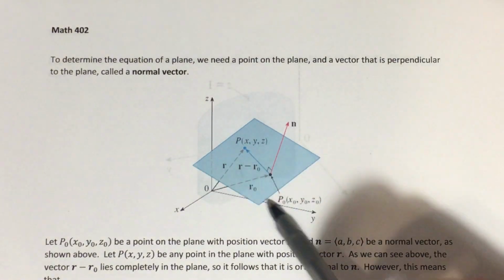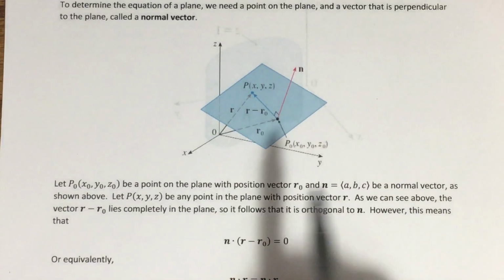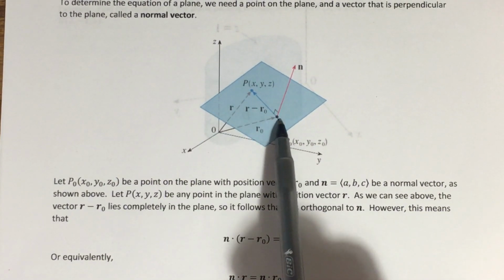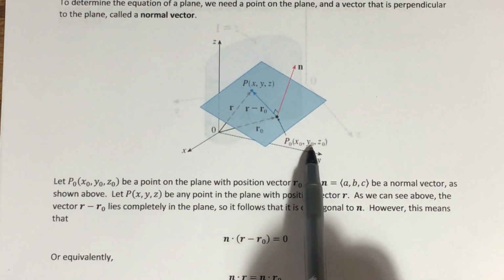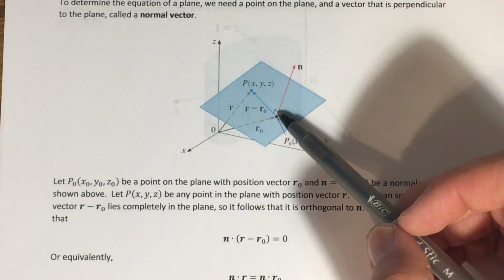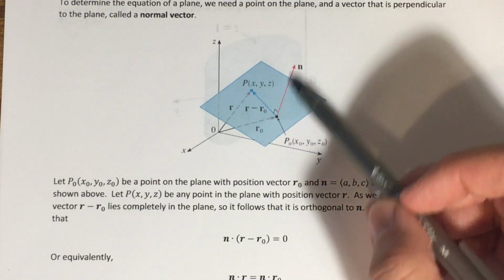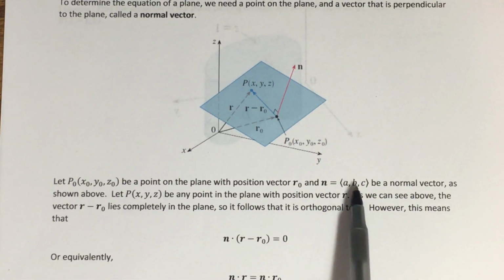So let's suppose we have some plane, this blue plane right here, and let's suppose we have that fixed point somewhere in the plane, P naught with coordinates x naught, y naught, z naught again. And let's suppose that we also know some normal vector to that plane with components a, b, and c.